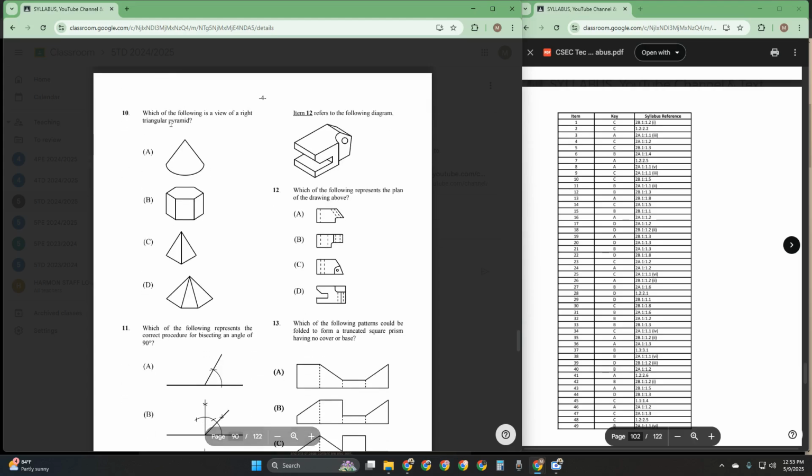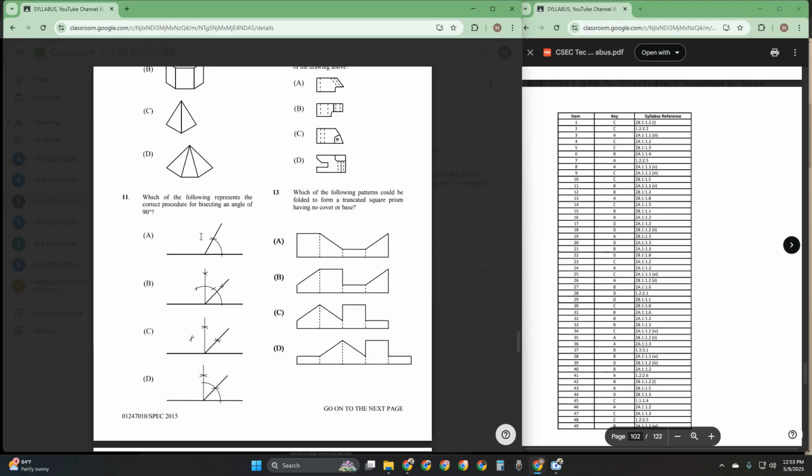Number 10. Which of the following is a view of a right triangular pyramid? A right triangular pyramid. So these are the answers here. And they say number 10 is C. C. A very common question again.